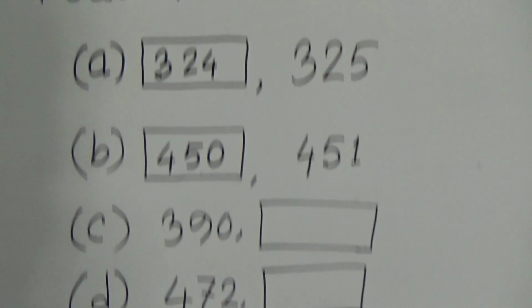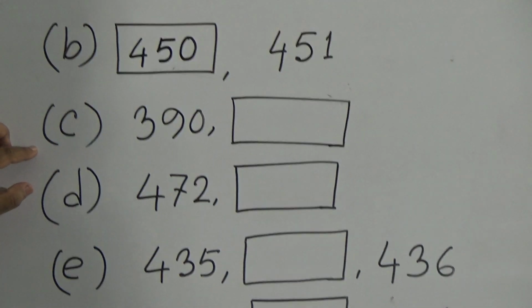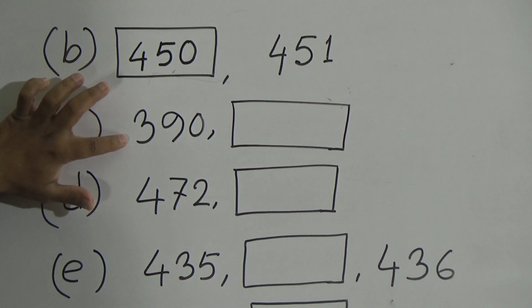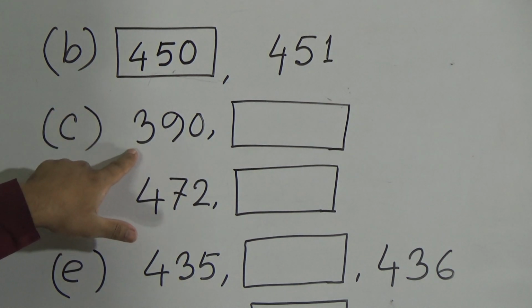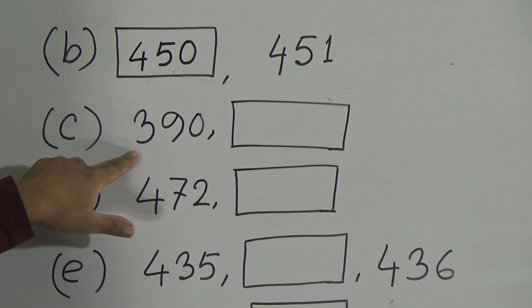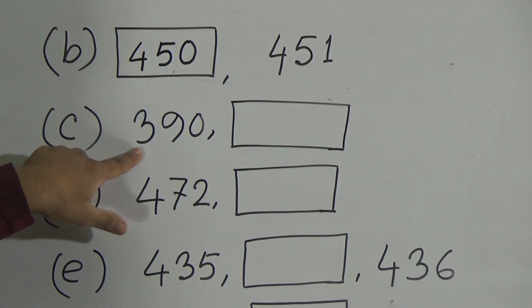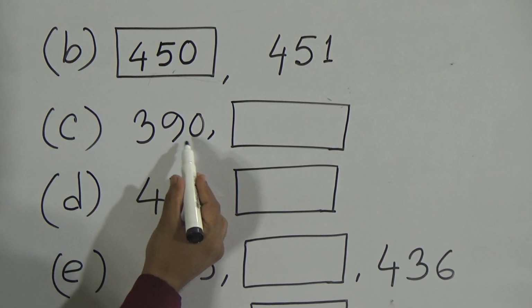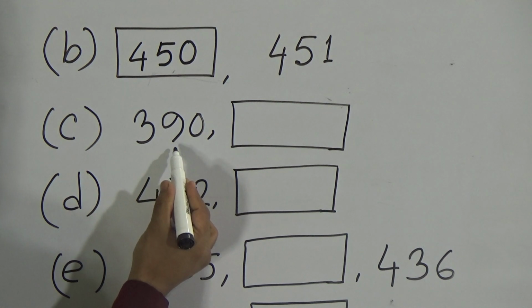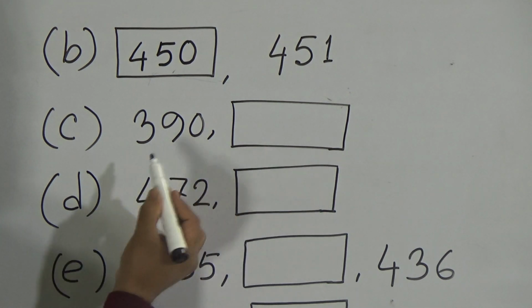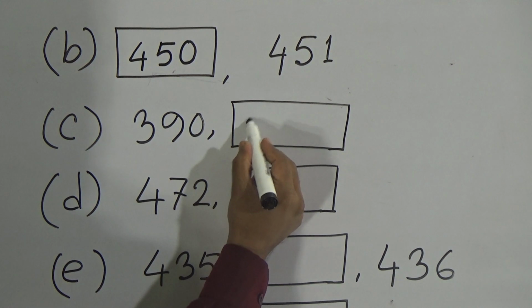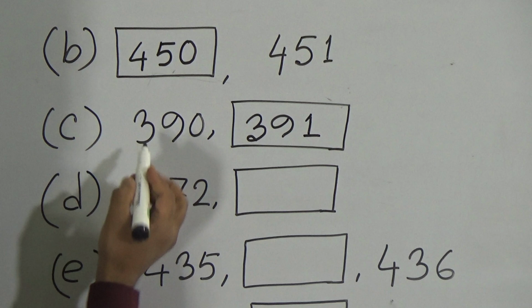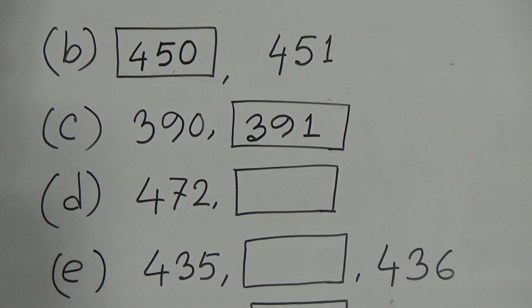So easy. Now the next one is activity C. The number given is 390. We have to find the next number after 390. That means which number comes after 390. After 90, which number comes? It must be 91. So 391 comes after 390. I think you have understood.